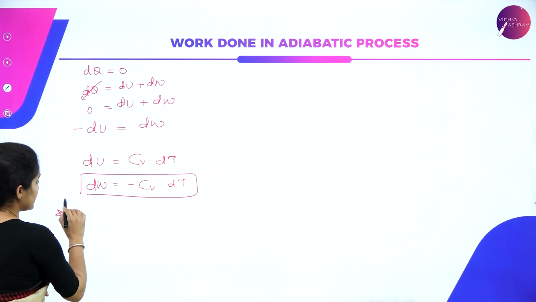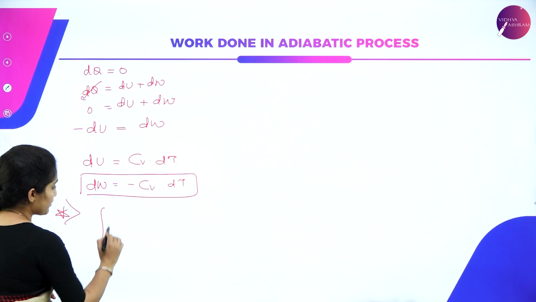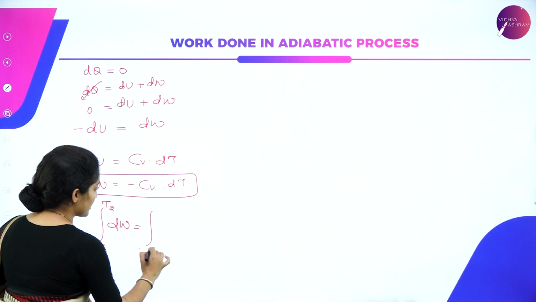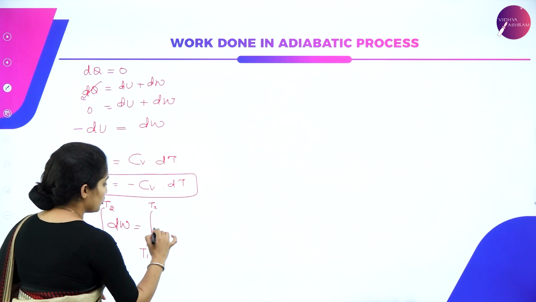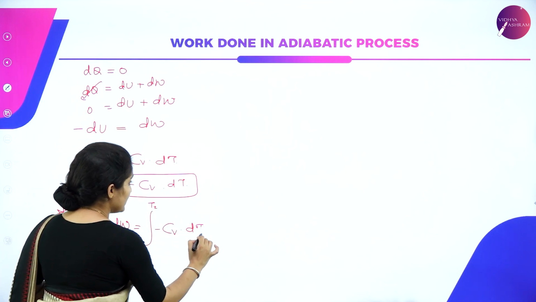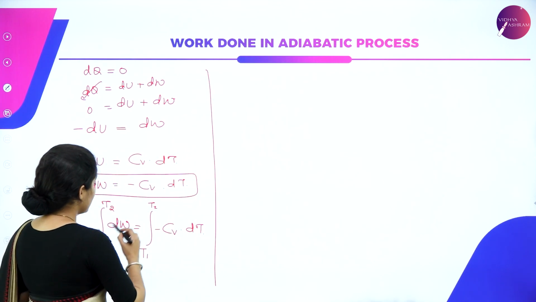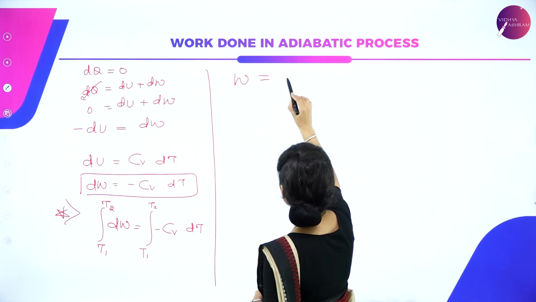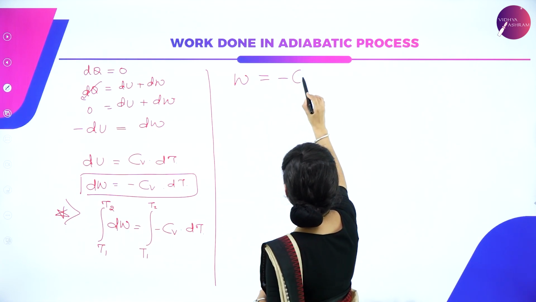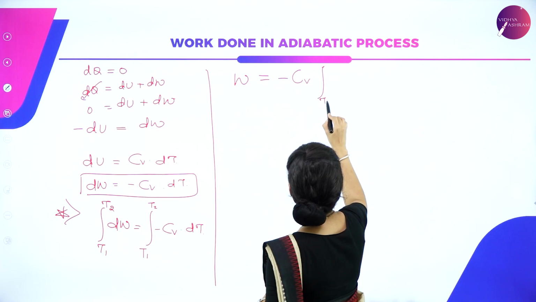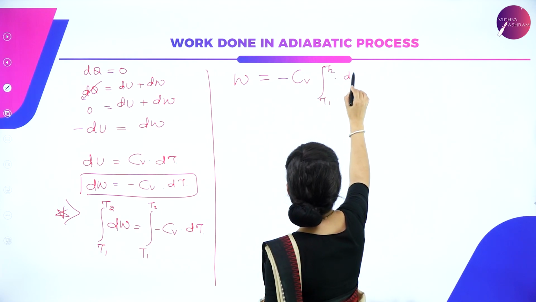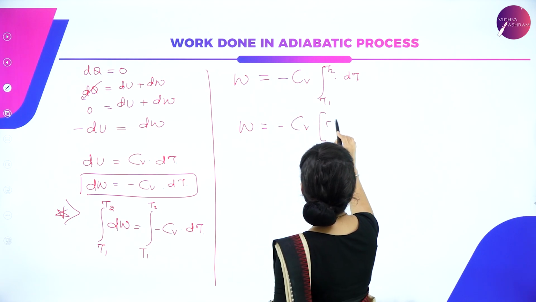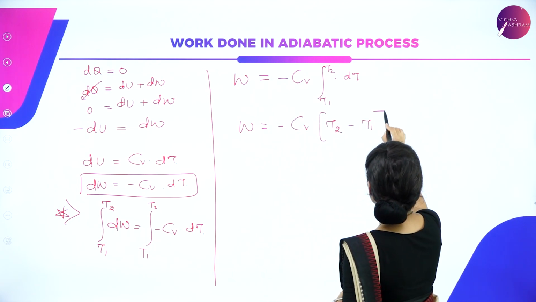Now, this is the second step. On integrating from temperature T1 to T2, the work done is the integration from T1 to T2 of negative Cv dT. Integration of dW is W, and Cv is a constant, so minus Cv times the integration of dT from T1 to T2, which turns out to be T itself, so W is equal to minus Cv of T2 minus T1.